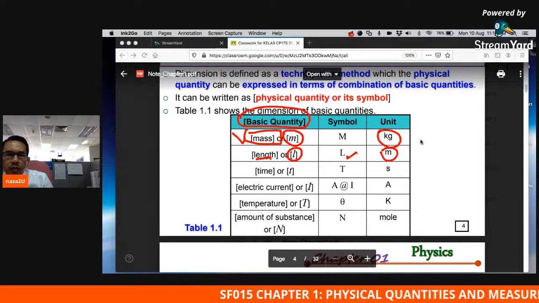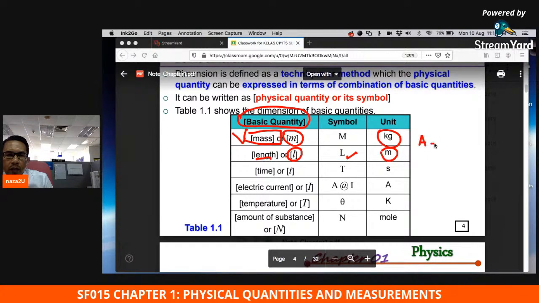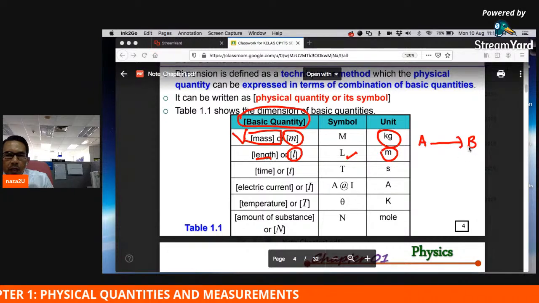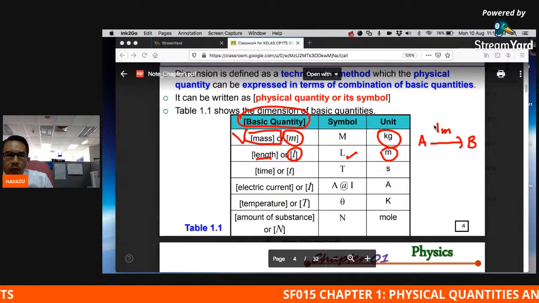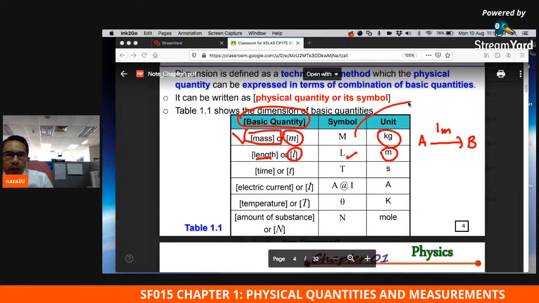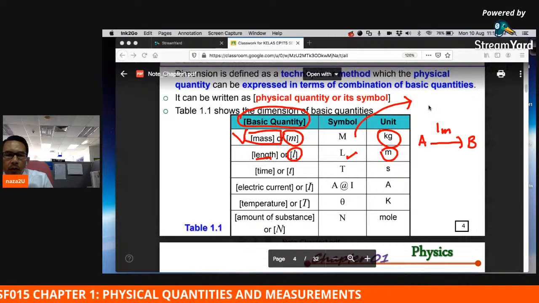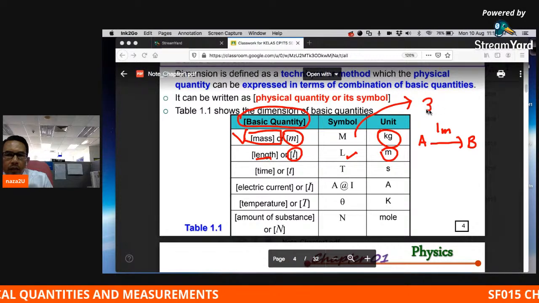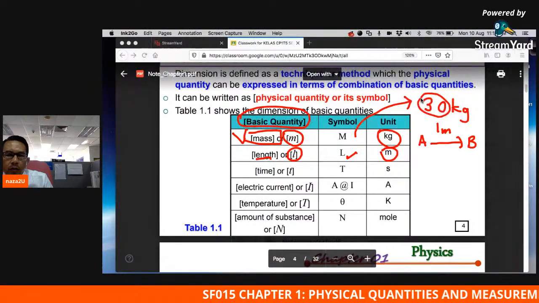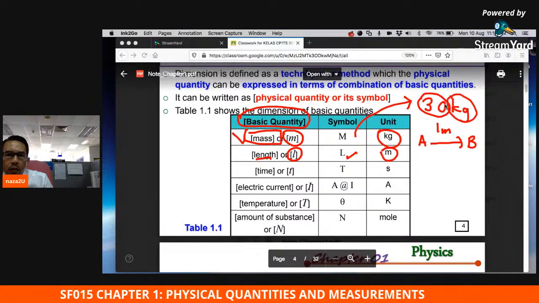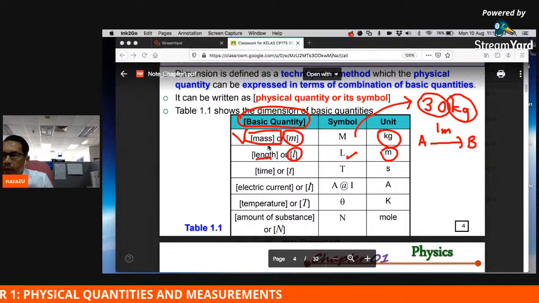Unit, if you measure the distance, let's say the distance from A to B, let's say this is 1 meter, this is 1 m. And for the mass here, say you measure the mass 30 kilogram. So the 30 is a magnitude and the kilogram is a unit for the mass.